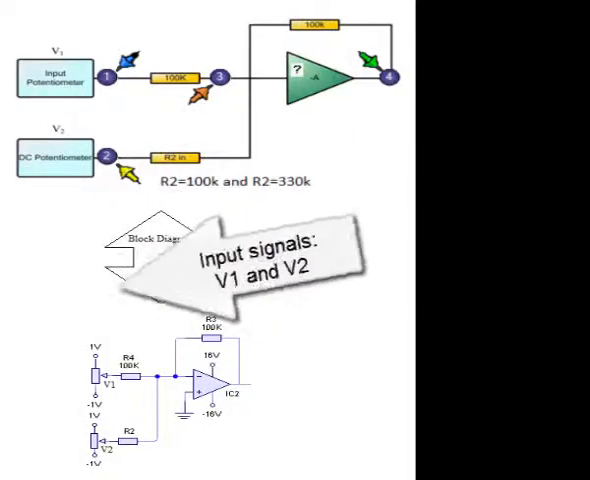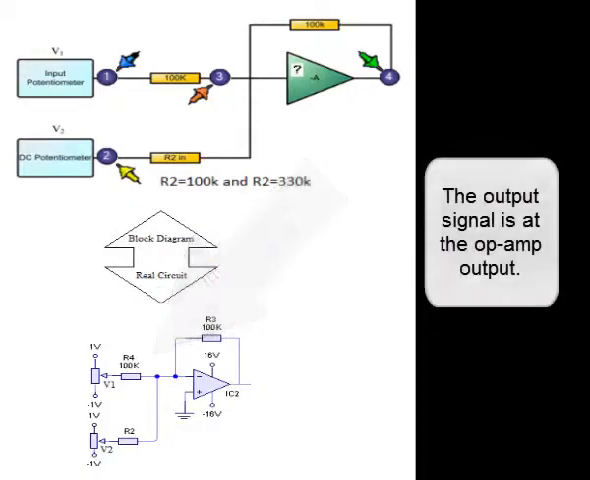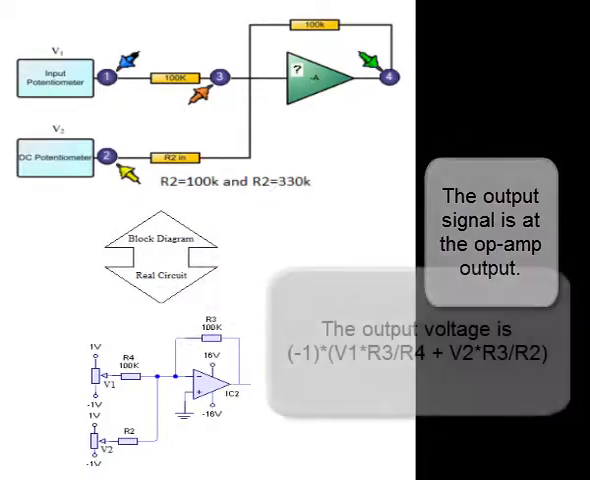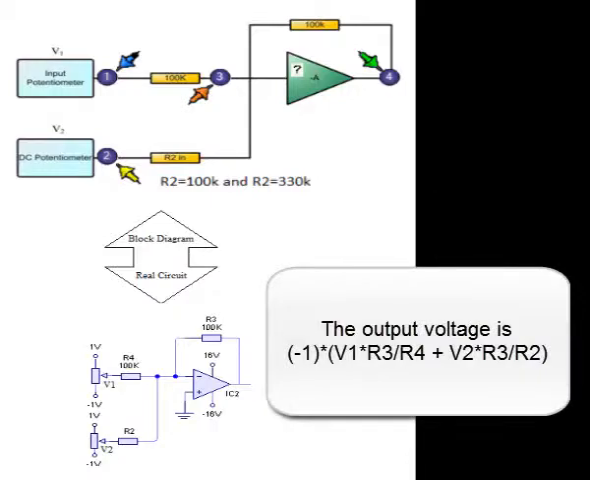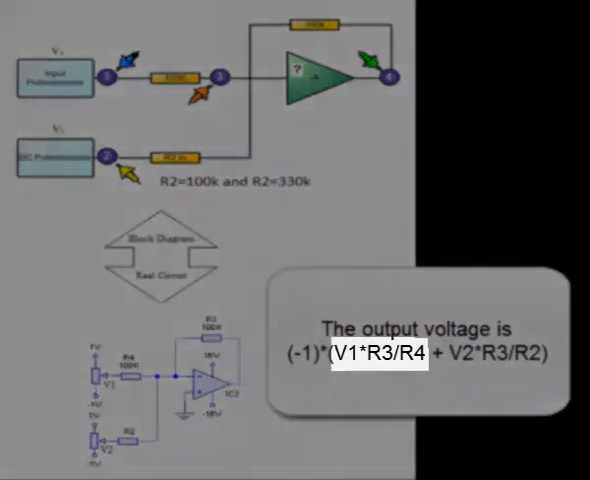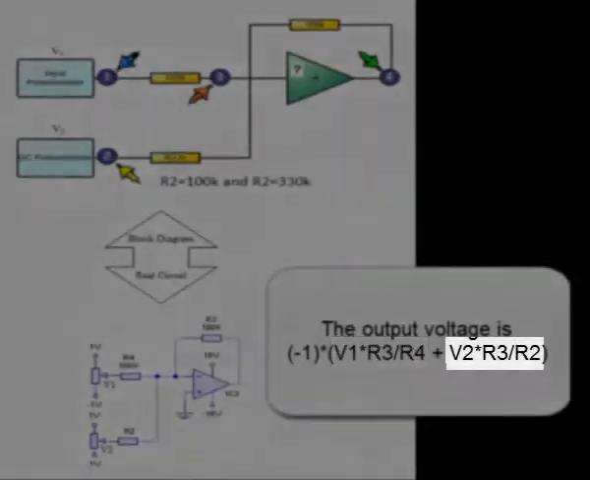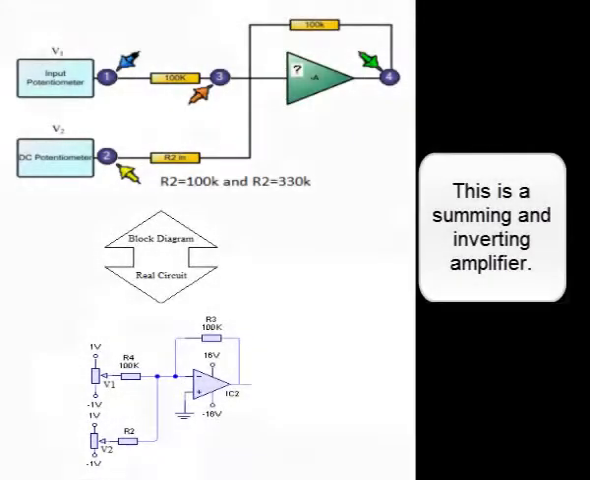Another op-amp circuit adds and amplifies and inverts two input signals. There are two input signals. The output signal is the op-amp output. The output voltage is -1 multiplied by V1 times the ratio of those two resistors plus V2 times the ratio of those two resistors. This is a summing and inverting amplifier.